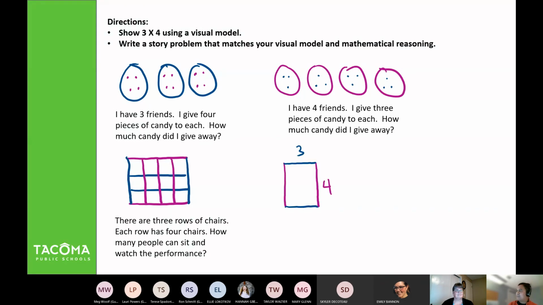And this relates also to the area model here, and the context of that relates to maybe a painting on a wall, right? That's 3 feet wide, 4 feet tall, and how much wall space would that painting actually take up?